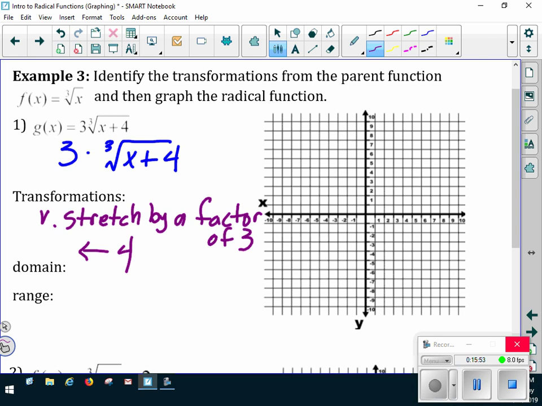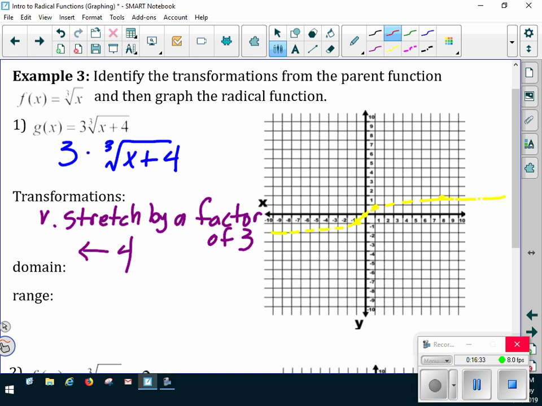Left 4. Now, you have your pink sheet where you see the parent graph. We're going to take each of those points and do a vertical stretch by a factor of 3 and go left 4. Now what I'm going to do is plot those points (0, 0), (1, 1), (8, 2). I don't want it to be real, because it's the parent graph that I'm going to move around. Okay?